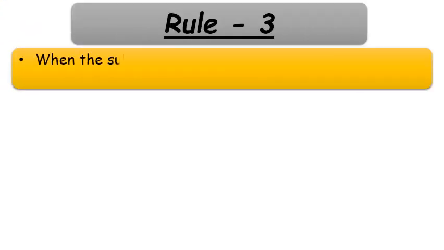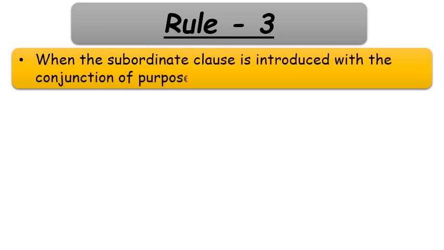Rule number 3. When the subordinate clause is introduced with the conjunction of purpose, that, we do the following. I repeat it again. When the subordinate clause is introduced with the conjunction of purpose, that, we do the following. To clarify it, let's see some examples first.